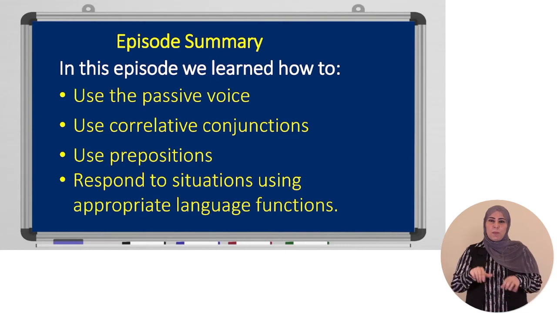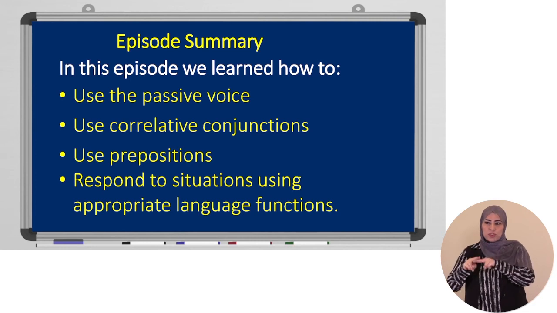This brings us to the end of our episode. Today we covered the passive voice. We also covered correlative conjunctions. We covered prepositions, and we looked at language functions.